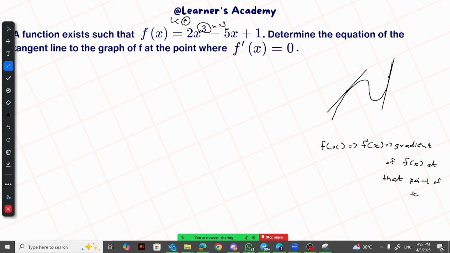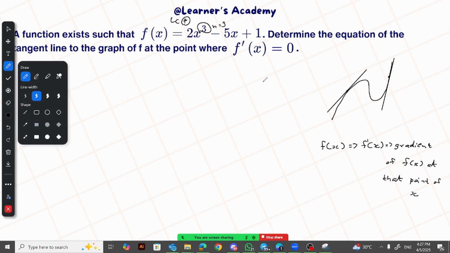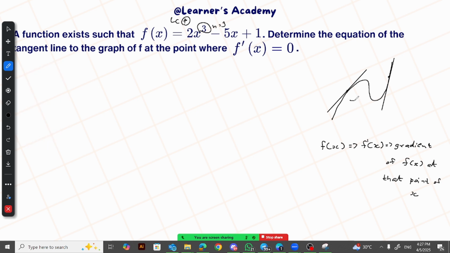But now, what the question asks is that it wants us to find the equation of the tangent line to the graph of f at the point where f prime of x equals 0, which means that the gradient of the tangent is completely horizontal. It's completely 0. So we have two tangent lines which are completely 0 by looking at this graph, and this question basically wants us to figure out the equation for these two tangent lines where the gradient is completely 0.